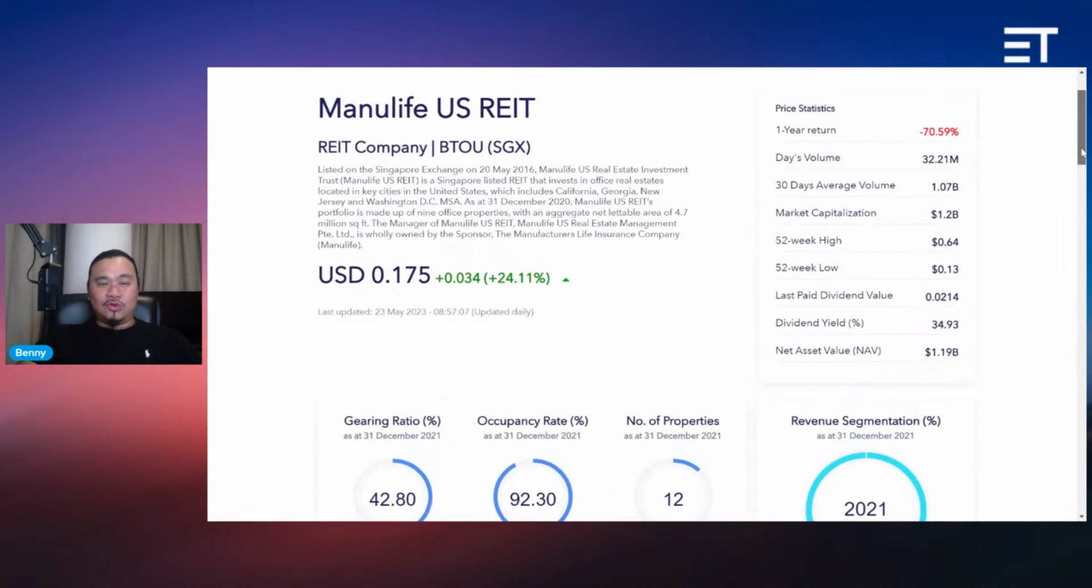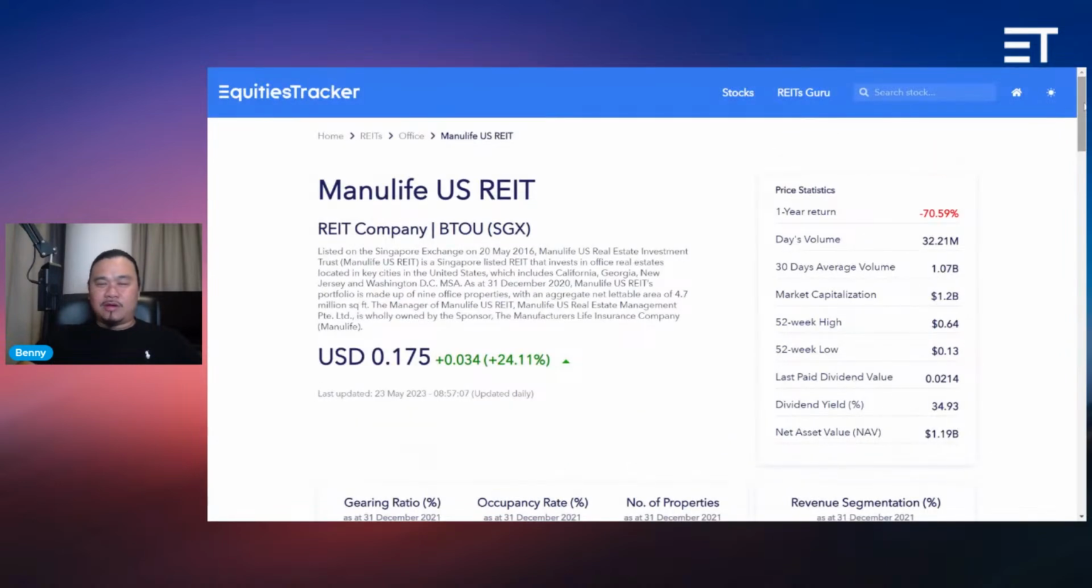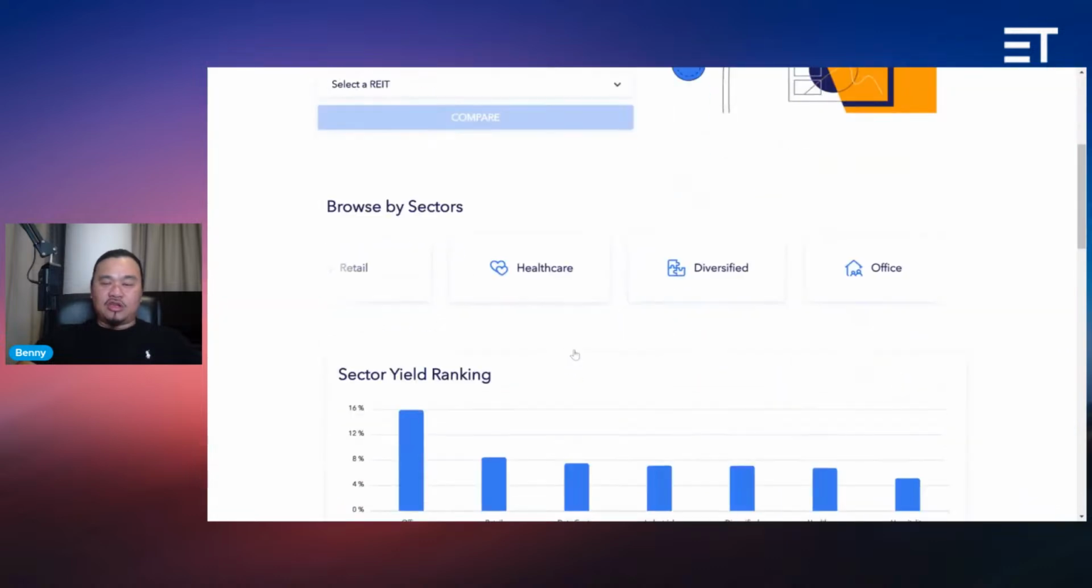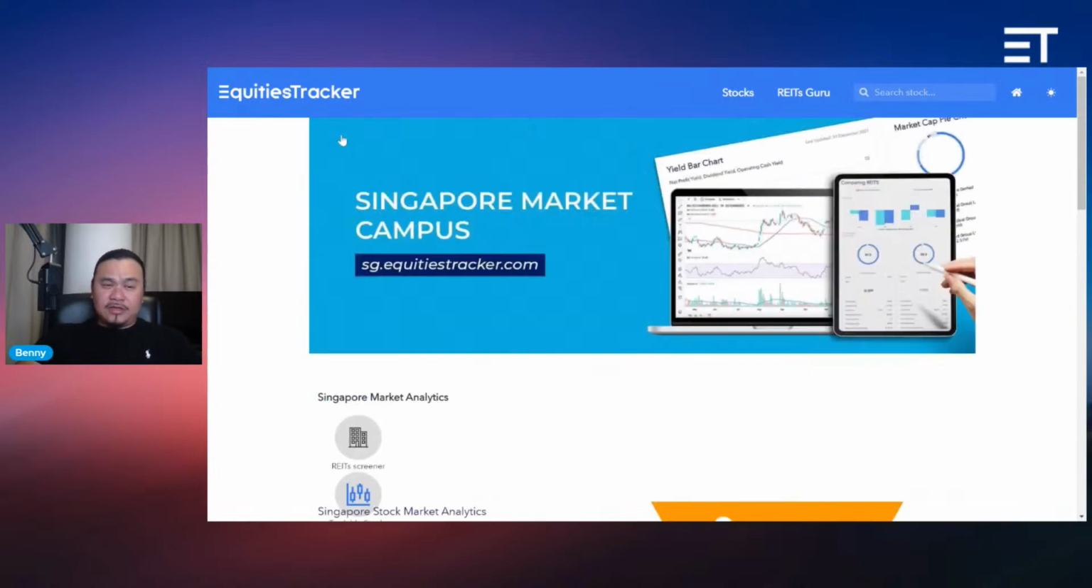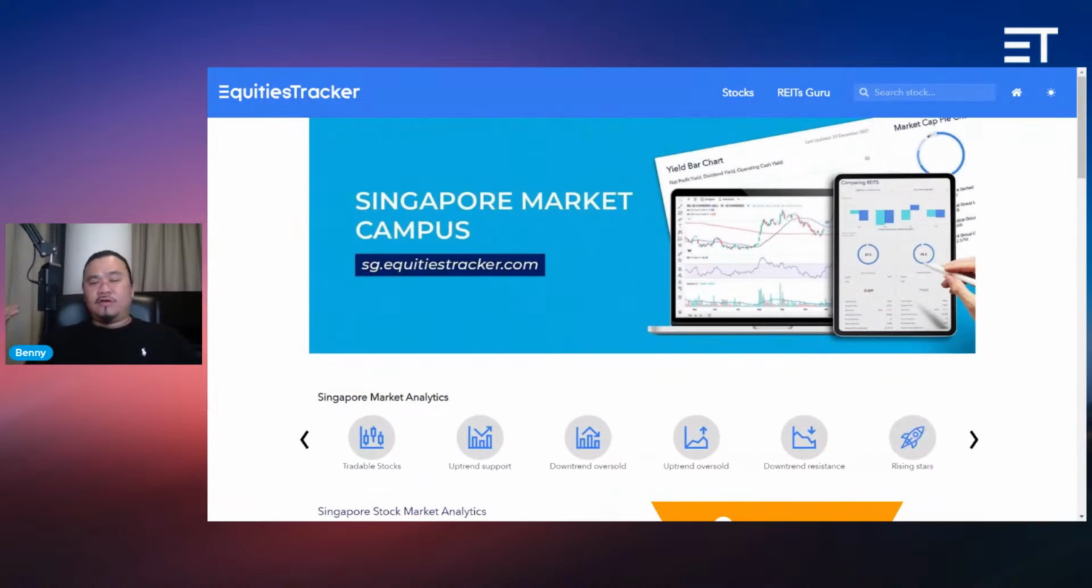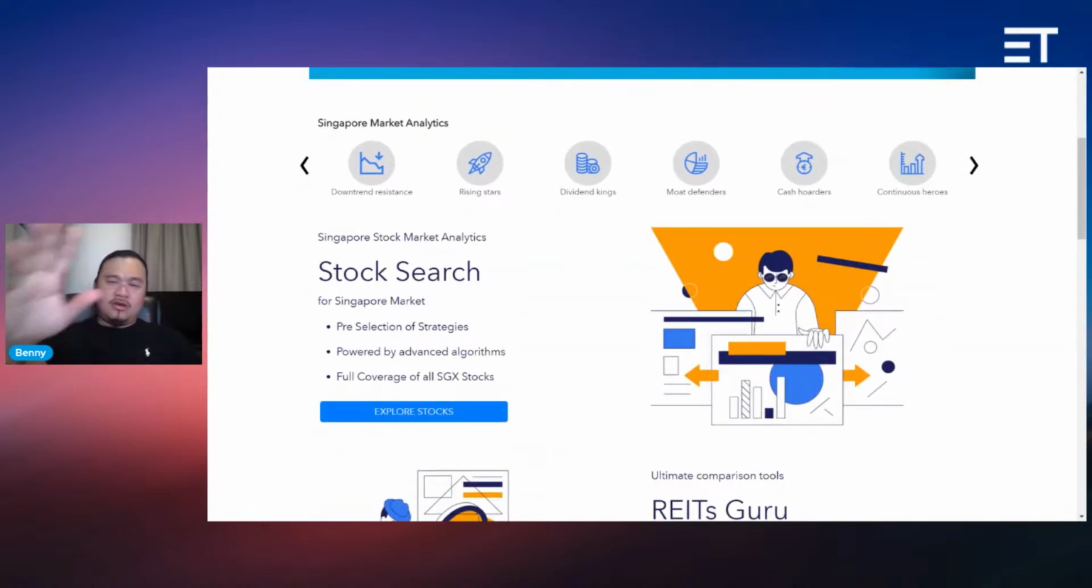We call it REITs Guru over here. So if you want to know more about REITs in Singapore, just click on REITs Guru and you get all the information here. So I guess that's about it. This is how I wanted to share with you how easy it is for you to look for trading or investing ideas using this tool over here. Just go to this website. It's not a very complicated tool or very complicated to use.